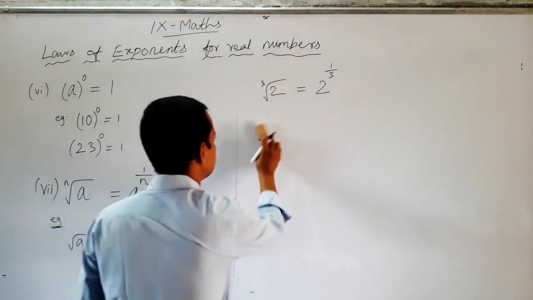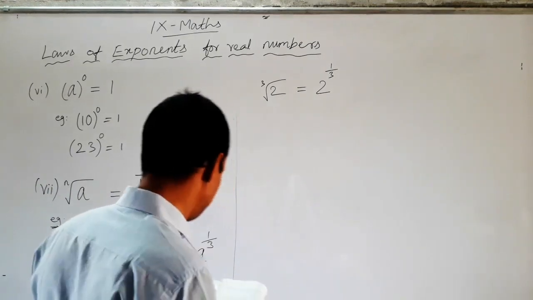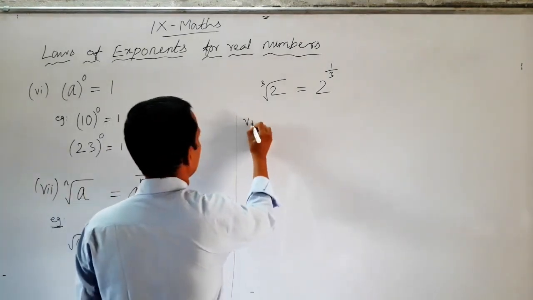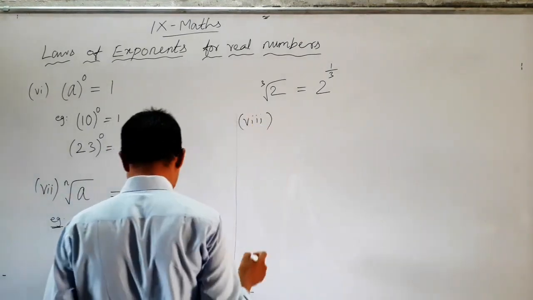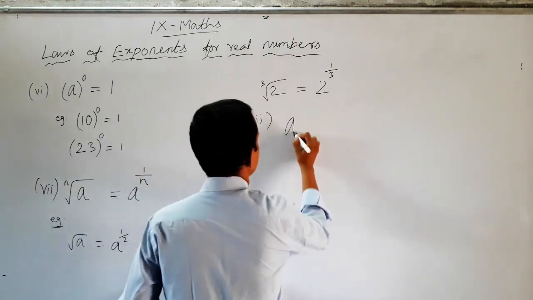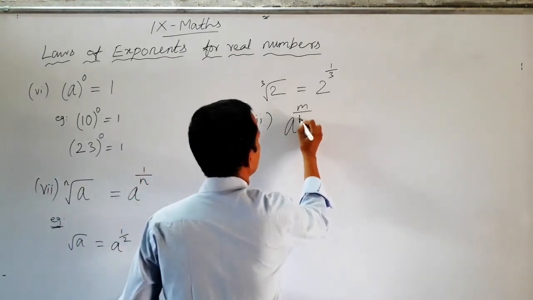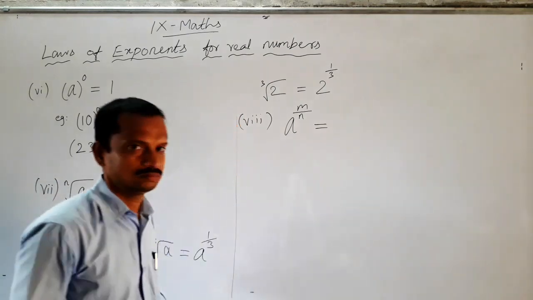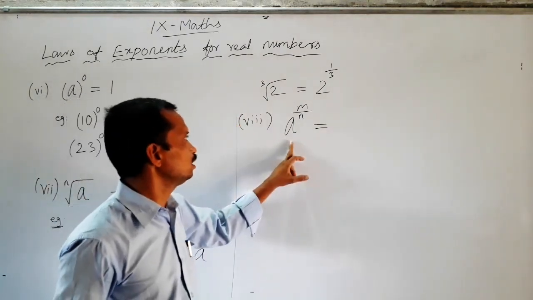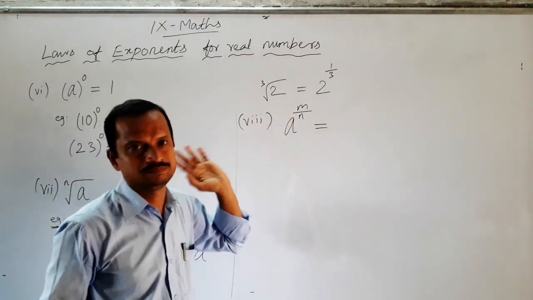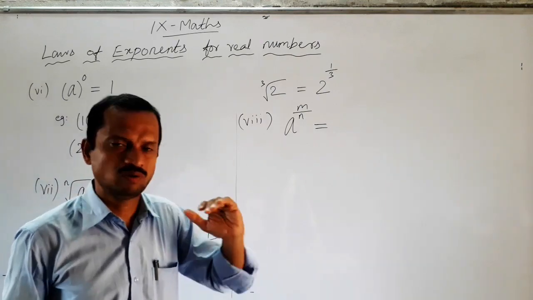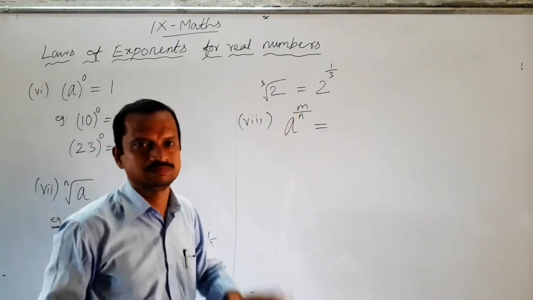Now we will move to the next and we will give an example. The next one is a to the power m by n. Listen how I am reading. This is a to the power m by n. The exponent itself is a rational form, p by q form, m by n.